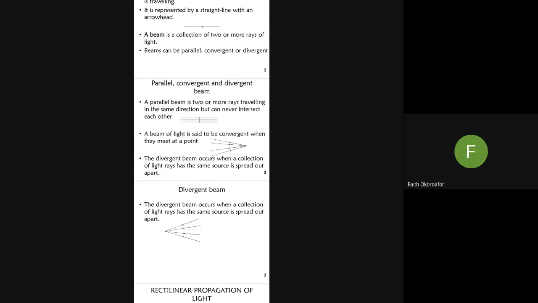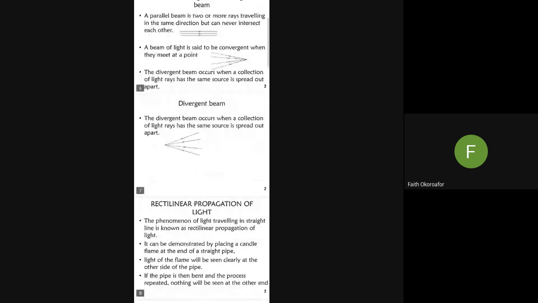Parallel, convergent, and divergent beam. A parallel beam is two or more rays traveling in the same direction but can never intersect each other. A beam of light is said to be convergent when the rays meet at a point. The divergent beam occurs when a collection of light rays from the same source is spread out apart. That's very important because in the practical, you'll be considering the incident ray, the refracted ray, and the emergent ray. So that's why these definitions are important. Okay, next slide.